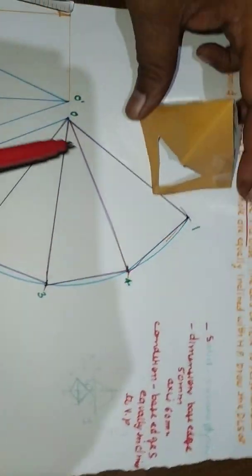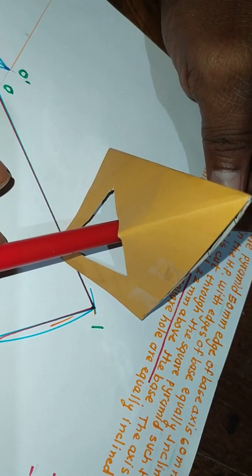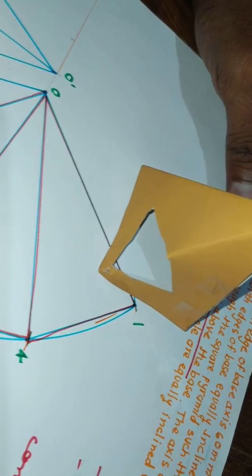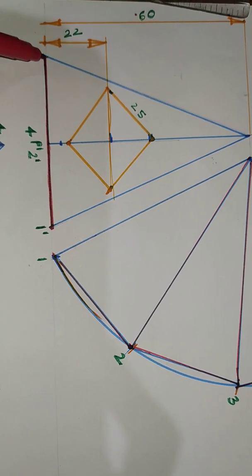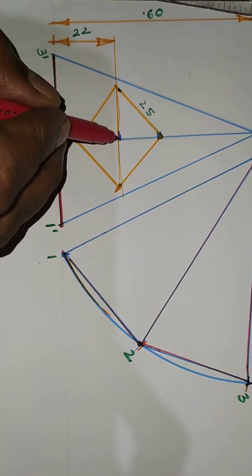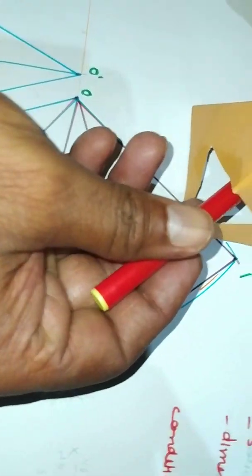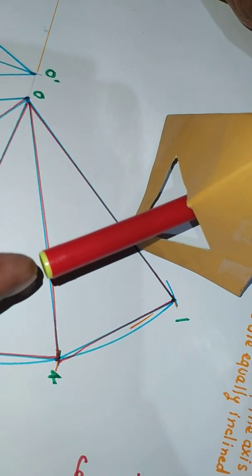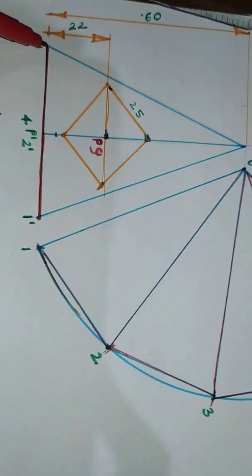Now this is the axis. What we have studied a few minutes ago: if this is the axis of the square hole, it is perpendicular to VP and 22 mm from the base. This is the base. At what distance is the axis? This is the axis, a single point PQ. We will observe a single point in the VP in the front view. This is P and Q, a single point. At what distance from the base? At 22 mm from the base.